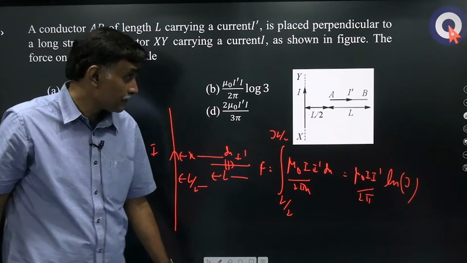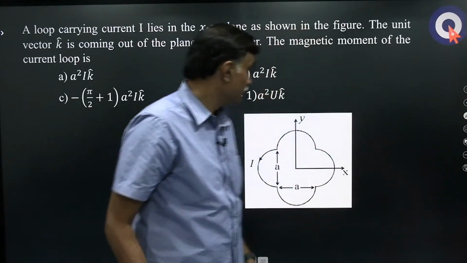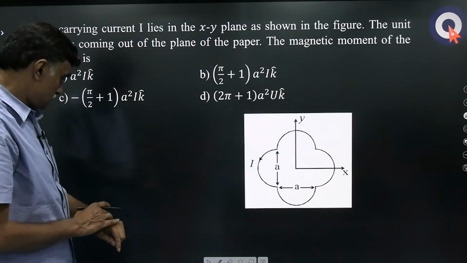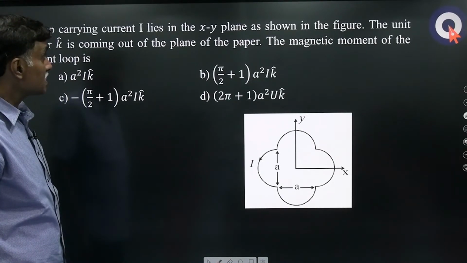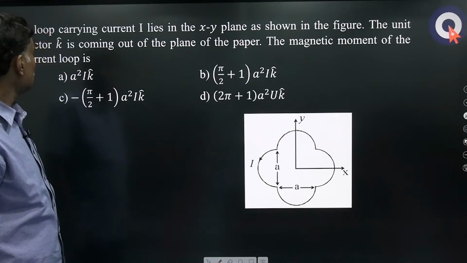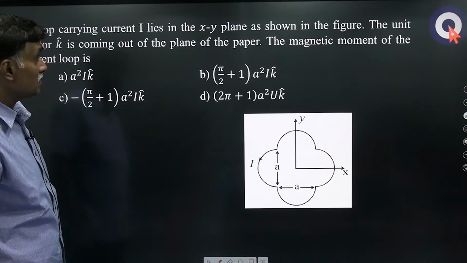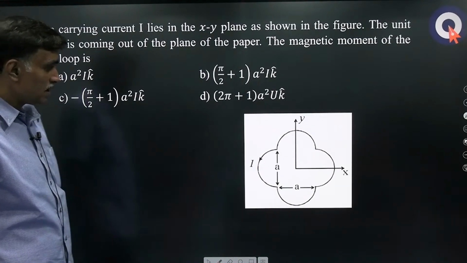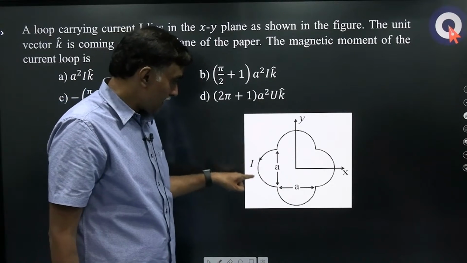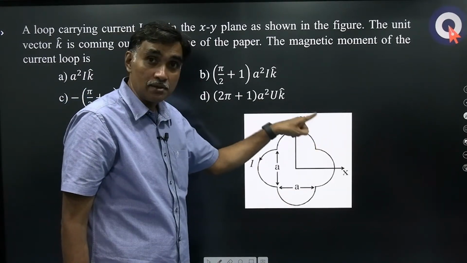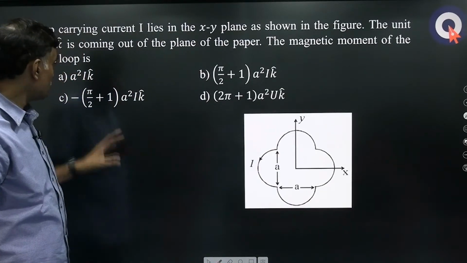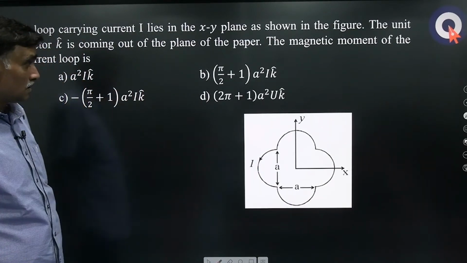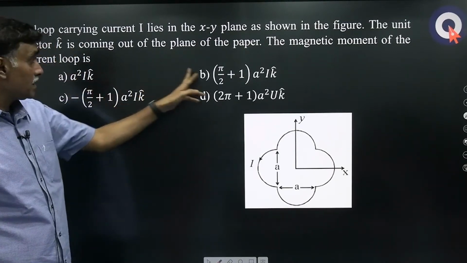Okay. Next question. This is the next question. A loop carrying a current I lies in xy plane as shown in the figure. The unit vector k bar is coming out of the plane of the paper. The magnetic moment of the loop. So directly they are asking magnetic moment, and current, as you see, is in anti-clockwise direction. So magnetic moment is coming out. So it should be along k bar. All of them have k bar except this one. So answers can be either A, B or D.